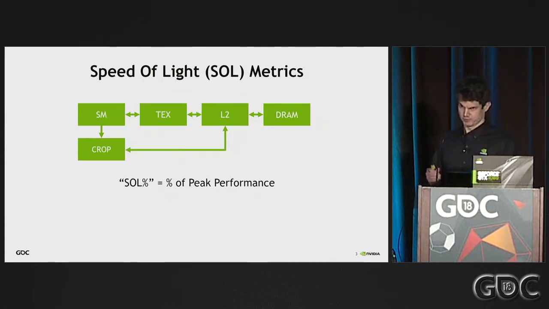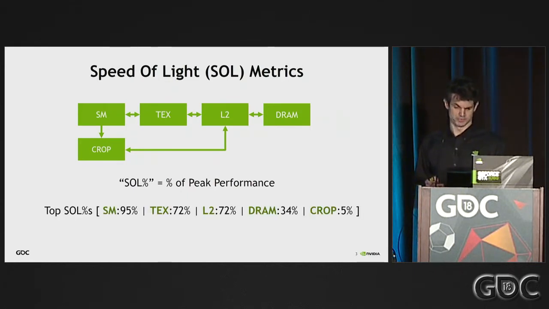Then we can gather those SOL percent metrics per unit of the GPU and sort them by decreasing order of the speed of light percentage values. And that gives us this nice summary of the performance limiter of any given workload on the GPU. The highest speed of light unit is the primary performance limiter.